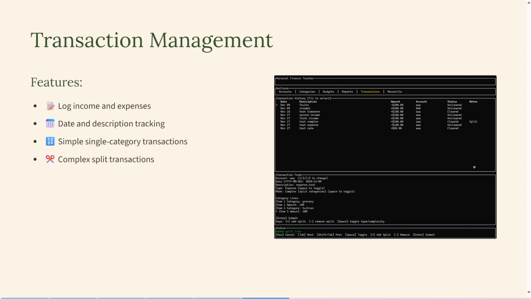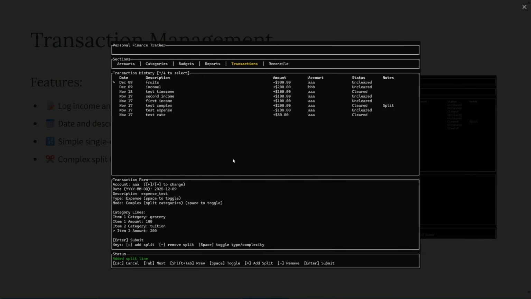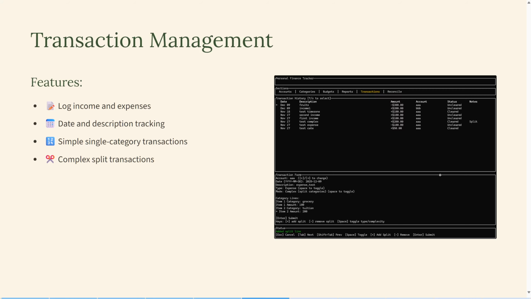The third is transaction logging, which is the core feature. Users can log both income and expenses with dates, descriptions, and category associations. We support two types of transactions: simple transactions with a single category, and complex split transactions. For example, a receipt with groceries, household items, and entertainment can be one transaction, split across three categories. The app validates everything, adds it up, and updates balances automatically.